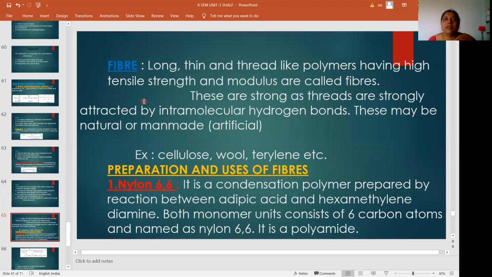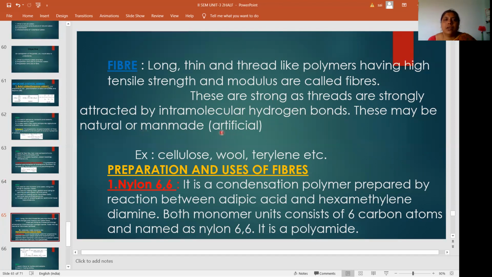Its tensile strength will be more and modulus will be more. Those are called fibers. These are strong as threads, strongly attracted by intramolecular hydrogen bonds. So these are very strong. So you have two bonds, intramolecular and intermolecular. Within the molecule, hydrogen bonds will be there. Those are called intramolecular hydrogen bonds.